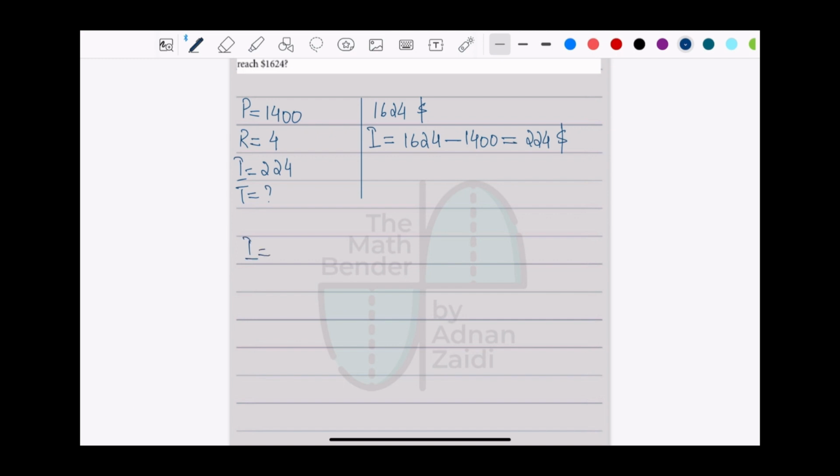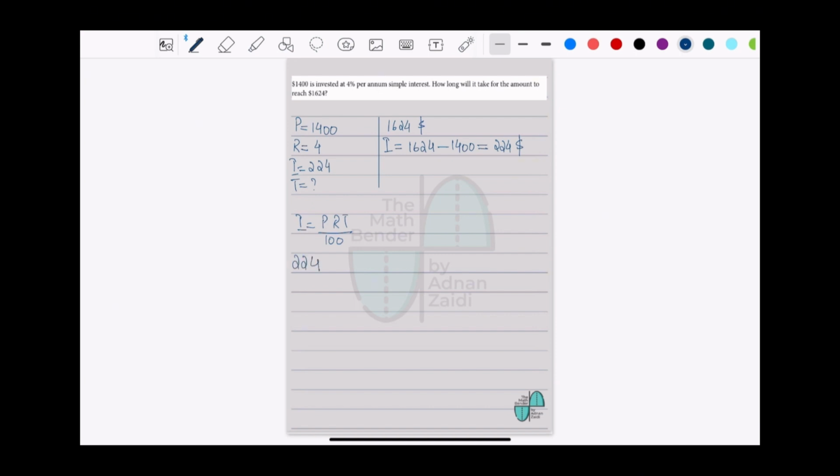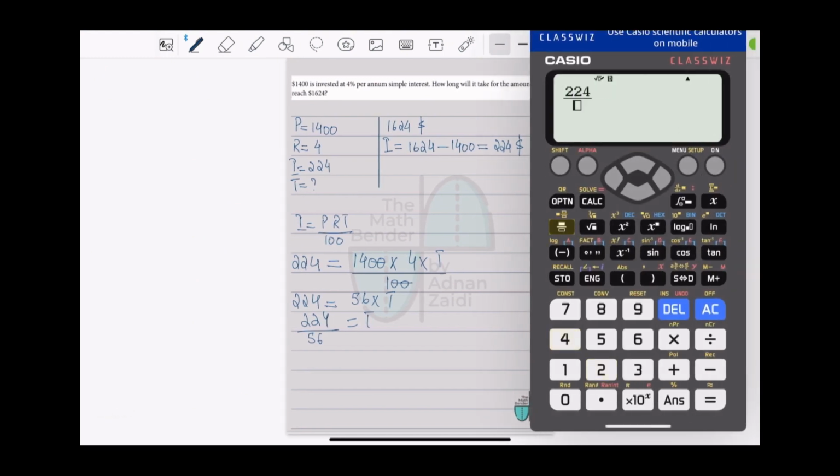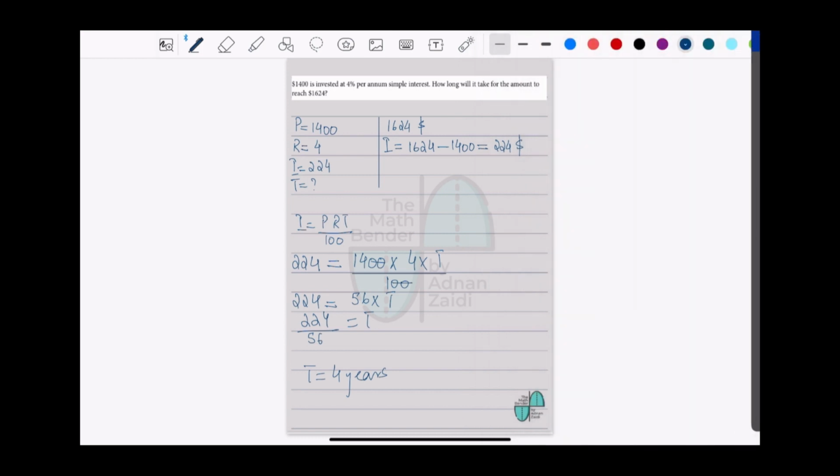You know that I is equal to PRT over 100. Interest here is 224 equals principal amount 1400, times rate 4%, times T, which we need to find out, over 100. So for 224, if I cancel these two zeros, this is going to be 14 times 4, which is 56, times T, and 224 over 56 is going to be the time period. Finding that out, 224 over 56 is 4. So time is going to be 4 years until the amount that you've deposited in the bank reaches 1624.